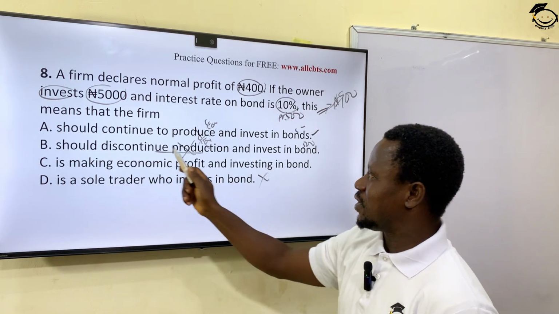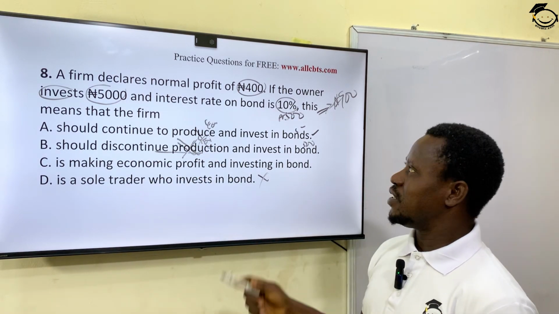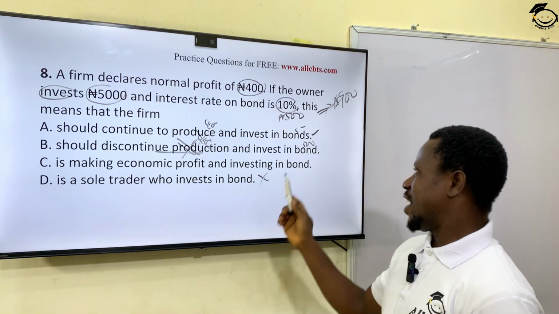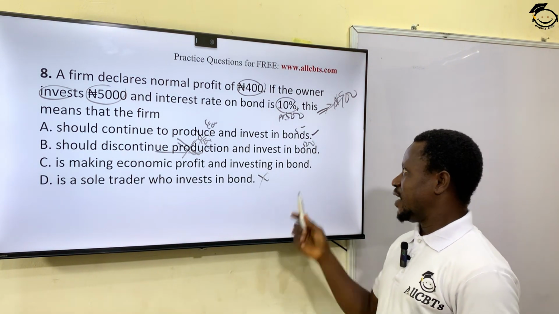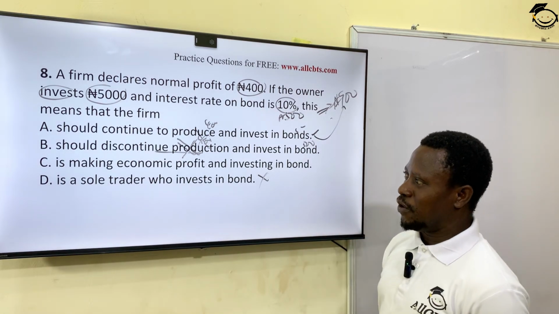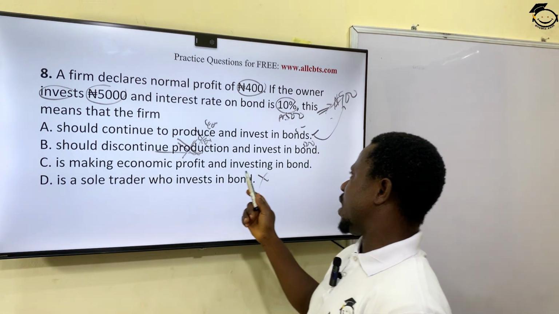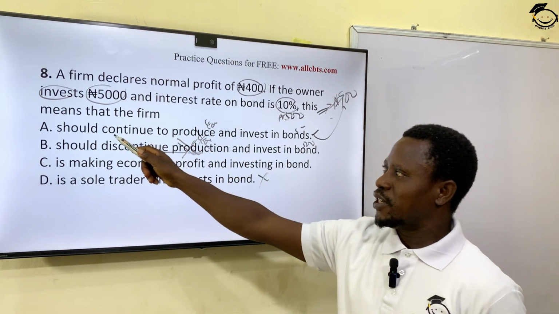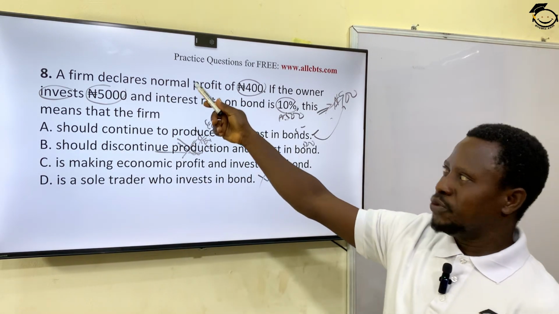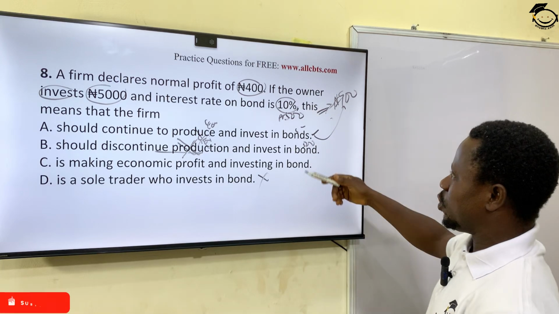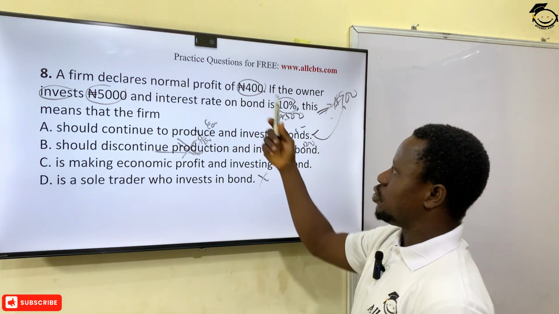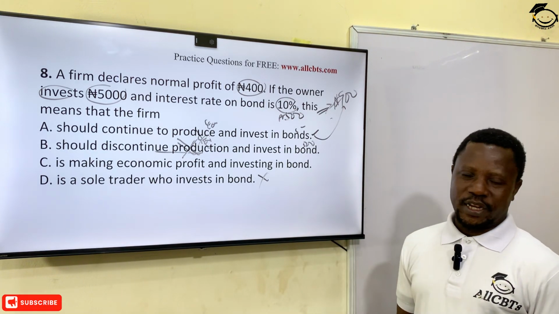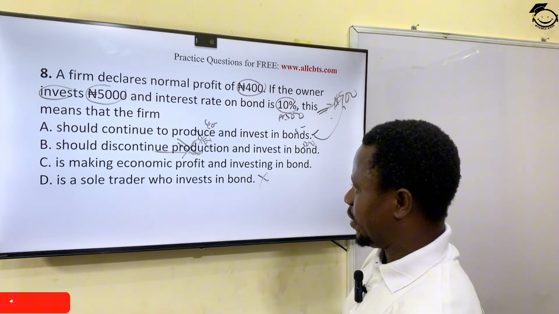So if option B says you should stop production, then it will lose the 400 it's making and continue to make only what? 500. Are you with me? Lesser than what he's making before. It's making economic profit and investing in bond. I think the most correct answer should be A. Should continue to produce, making his 400 naira, and also continue to invest in the bonds. Because if you stop production, you will lose 400 and make only 500. That's the correct answer there.